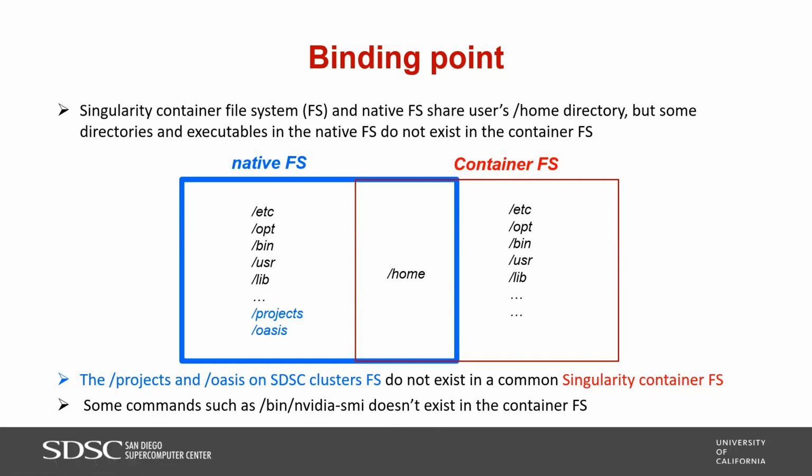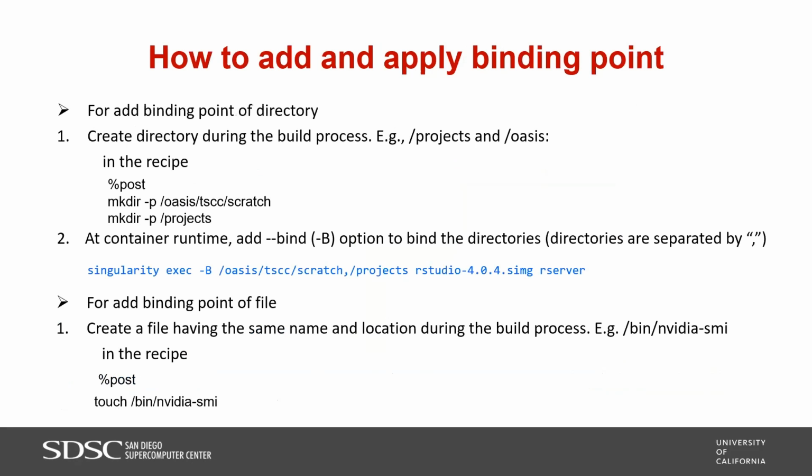So if we want to use Singularity and access our projects directory or our OSIS directory, what should we do? That's why we need the binding point. So we can create a binding point. In this example, we create a binding point when building a Singularity image. This can be done in the post section in the recipe, and here I make two directories in the container.